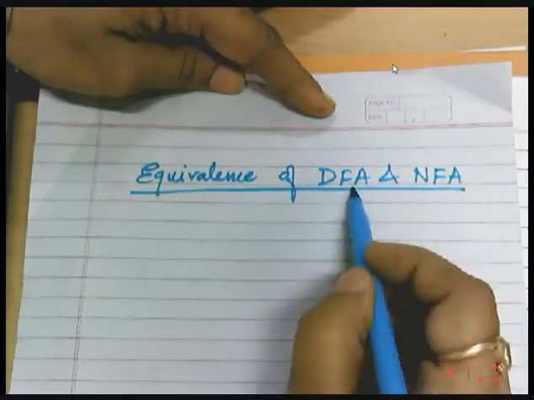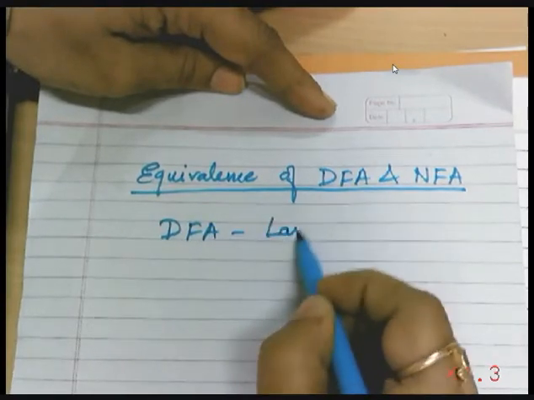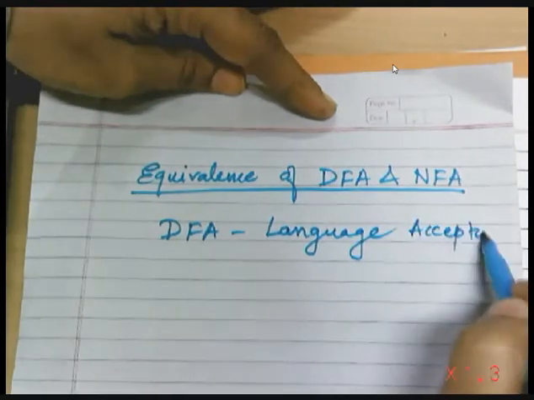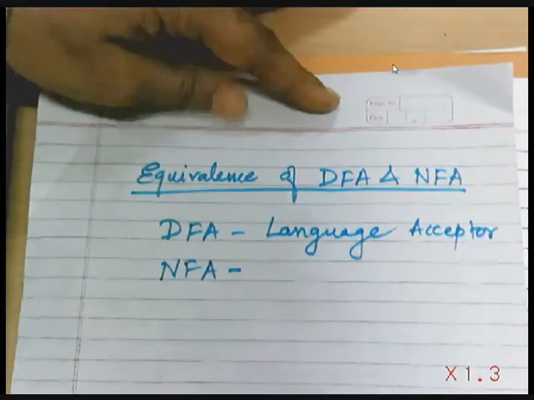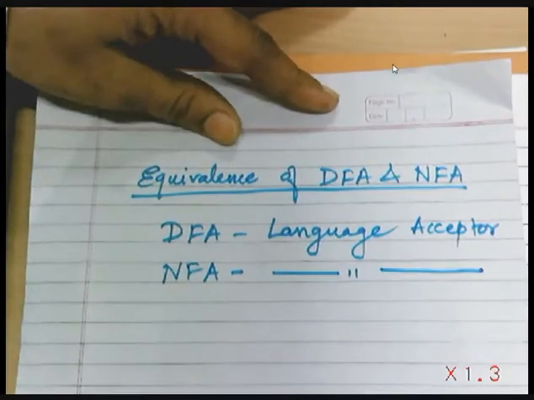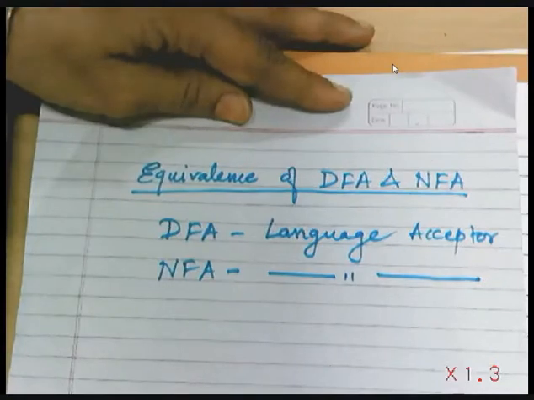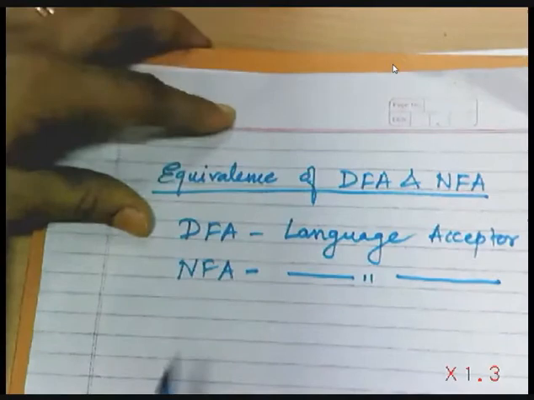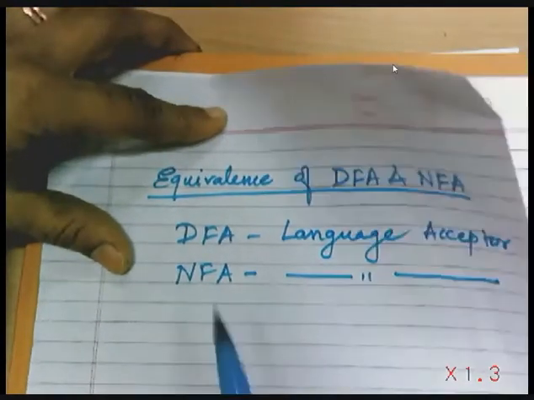Now, if this is the power of DFA as a language acceptor, then what is the power of NFA? NFA is also acting as a language acceptor. Now the question arises: if both act as language acceptors, then what is the requirement? If we draw an equivalent DFA for an NFA, once again repeating, I am drawing one.